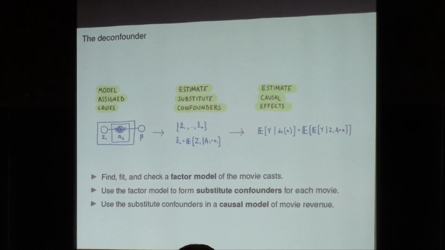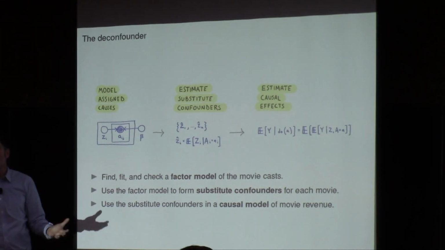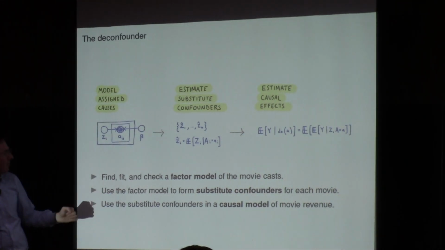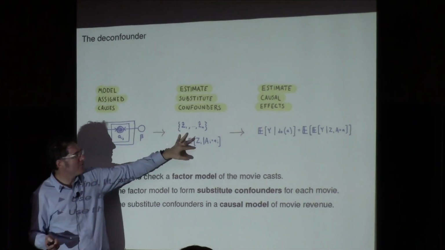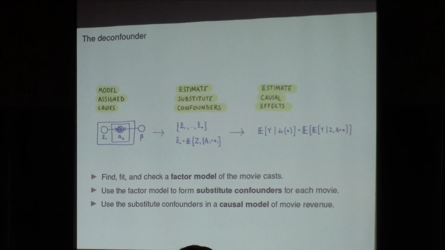Okay, and so those are the three steps. Find, fit, and check a factor model. It could be a set of factor models, and you pick the one that's fitting the distribution the best. Use it to form a substitute confounder, and then use that substitute confounder in a downstream causal inference.